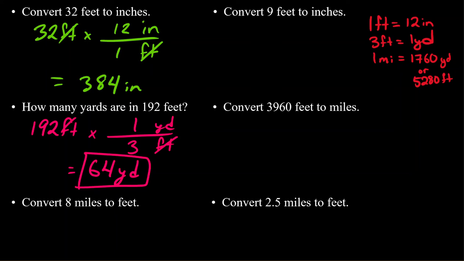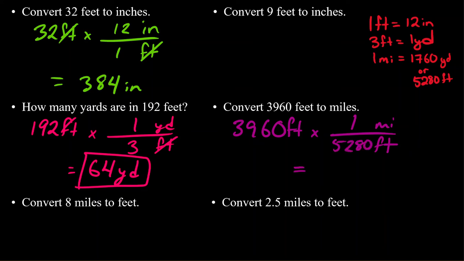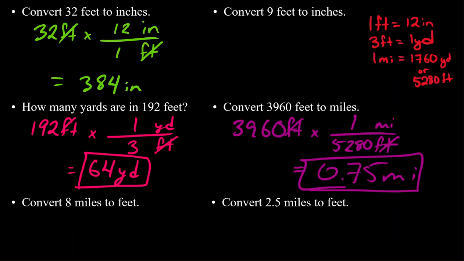Let's try another one. If I take 3,960 feet and I want to turn it into miles, I have to have some relationship between miles and feet. In every 1 mile, there's 5,280 feet. So if I take 3,960 feet times 1 mile divided by 5,280 feet, and feet cancel out, I get 0.75 miles. Perfect.